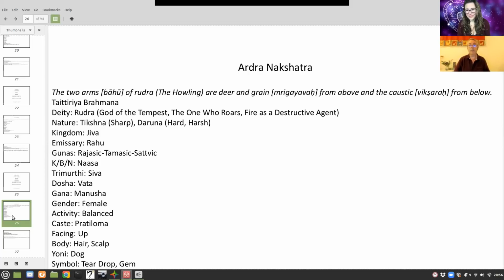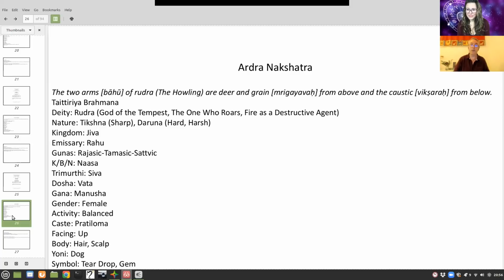Aniruddha Nakshatra will be plant. Jeshta Nakshatra will be animal. Mula Nakshatra, sounds awkward, will be mineral. Okay. Purva Ashada will be plant. Uttada Ashada will be animal. Shrava Nakshatra will be mineral.